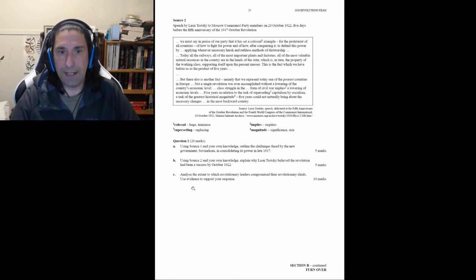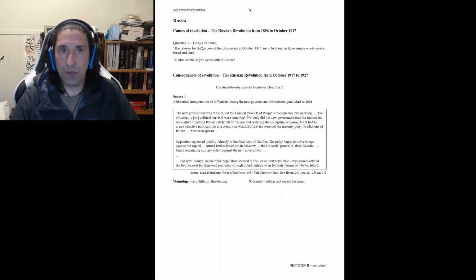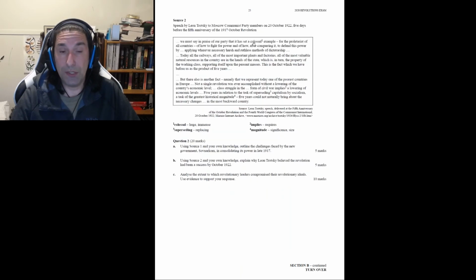And then finally C, analyse the extent to which revolutionary leaders compromised their revolutionary ideals. Use evidence to support your response. So you can use these sources. Once again, you could use sources 1 and 2, but you don't need to. But you do need to include historical interpretations of your own. 2 would be good. More if you can. And you want to write at least 250 words for this response, and you want to spend at least 15 minutes on it. The key's the time. You might write 300 words or more, so long as you do it within 15 minutes. Then that's the main thing.